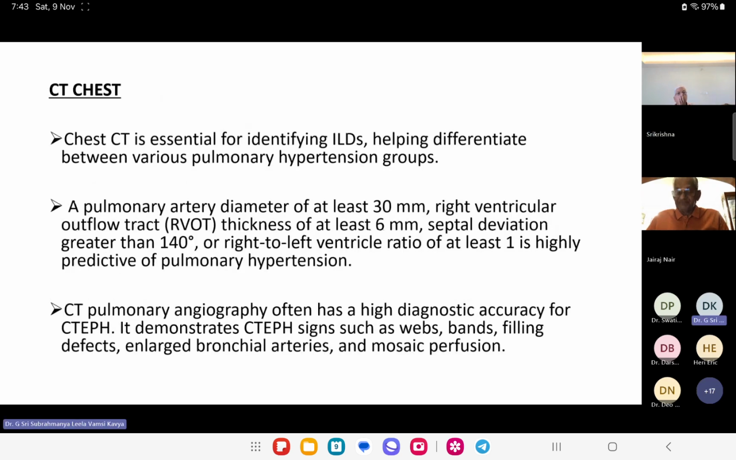CT chest is essential for identifying interstitial lung diseases, helping differentiate between various pulmonary hypertension groups. A pulmonary artery diameter of at least 30 mm, right ventricular outflow tract thickness of at least 6 mm, septal deviation greater than 140 degrees, or right to left ventricle ratio of at least 1 is highly predictive of pulmonary hypertension. The CT pulmonary angiography often has a high diagnostic accuracy for CTEPH, and it demonstrates CTEPH signs such as webs, bands, filling defects, enlarged bronchial arteries, and mosaic perfusion.